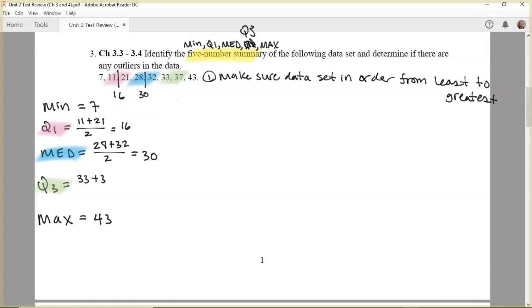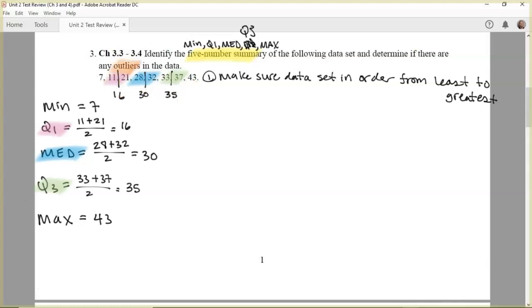And then we do the same thing for the third quartile. So this is our 5-number summary. These 5 numbers, 7, 16, 30, 35, and 43, help us summarize the data and then divide it into different quartiles. So each set of numbers in between these values is a different quartile: 25%, 25%, 25%, 25%.